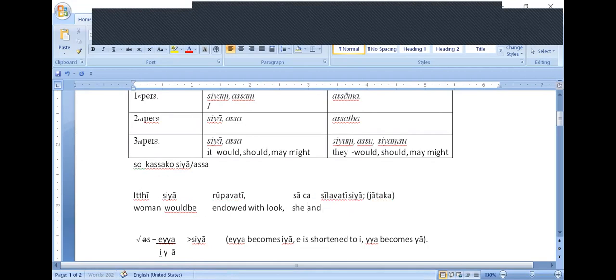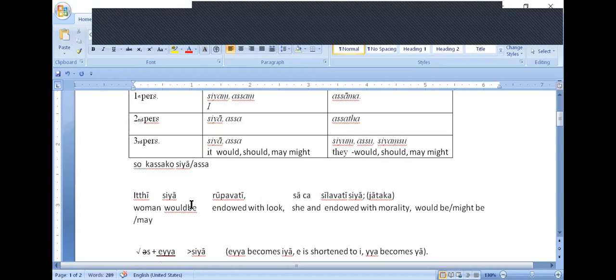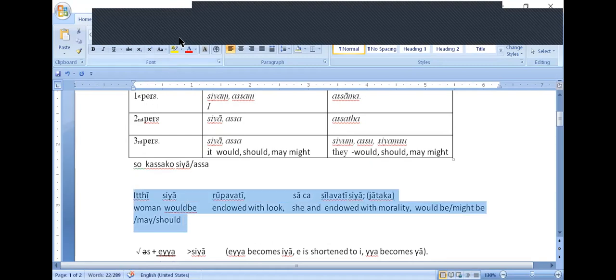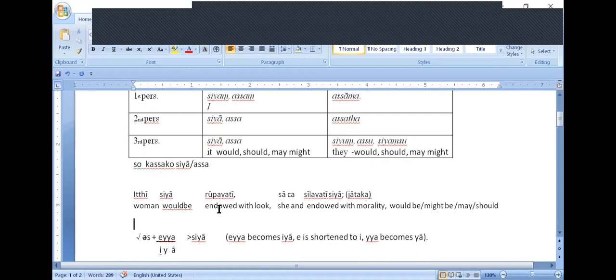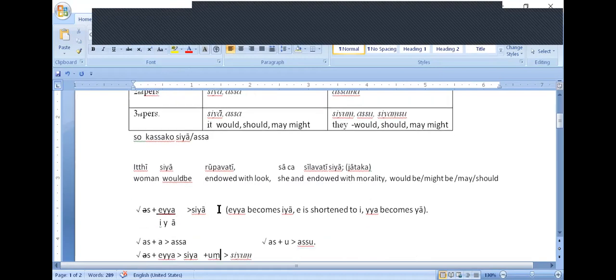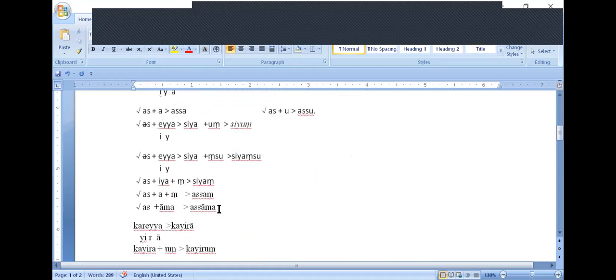And then silavati is endowed with morality, means that she has morality, okay. And then siya. Siya means would be. So you can use would be, might be, maybe, or should be, all right? So there are four ways you can translate. Okay, so that's how we use the siya here. So if no question, we continue.